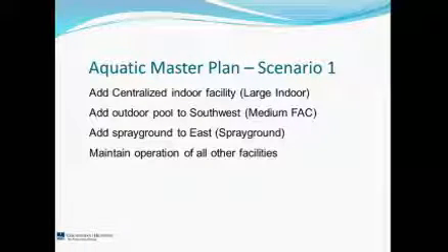So based on that information, we developed 2 different scenarios. We wanted to make sure that we weren't just going down one direction, but we wanted to analyze 2 different opportunities, because we did hear different comments from the public about what their desires were. Scenario 1 included adding a centralized indoor facility, which was the large indoor, an outdoor pool to the southwest, which was the medium family aquatic center, and adding a spray ground to the east. And then we would maintain the operation of all the other facilities, including your 3 traditional pools, McKinnon wading pool, and Pioneer Spray Park.